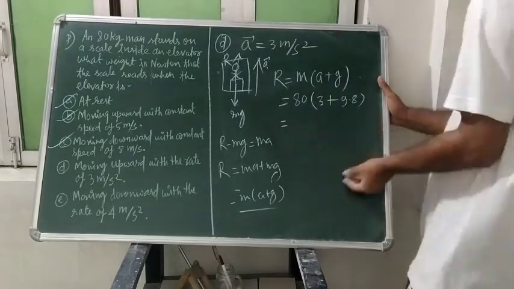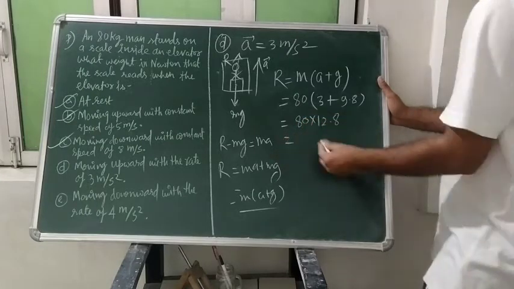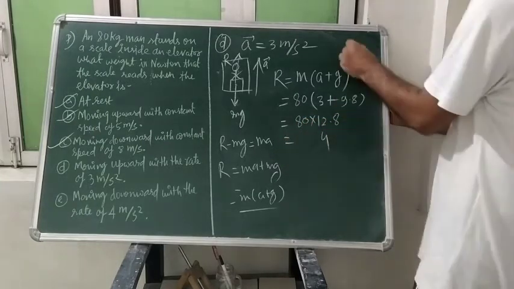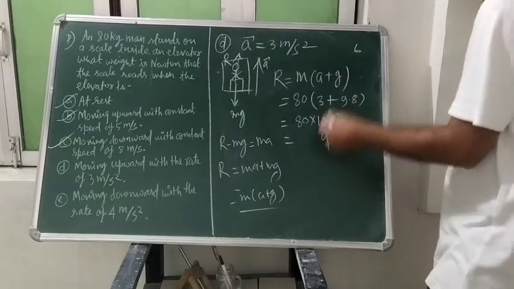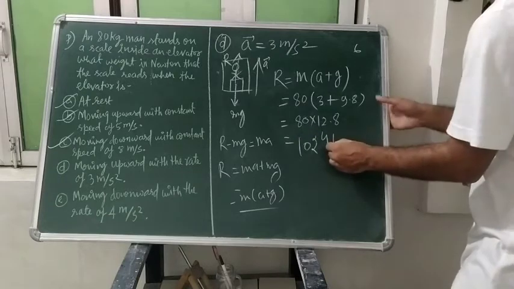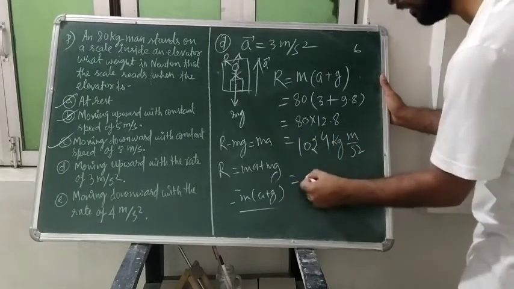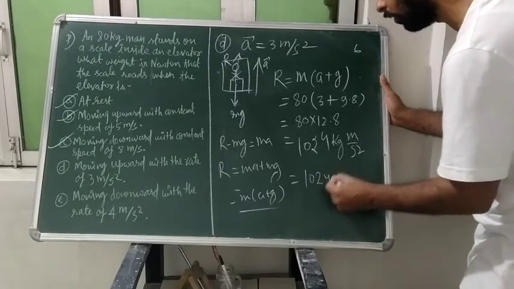So when you multiply 80 by 12.8, 8 8 64, 6 8 2 16, 6 22, 2 8 1, 2 10. Okay, this much kg meter per second square you will get, or you can say that it will be 1024 Newton.